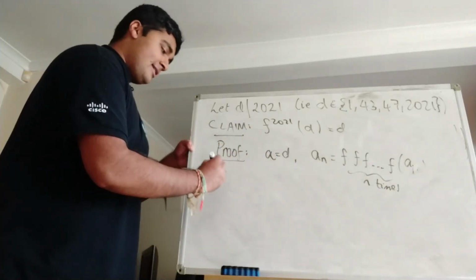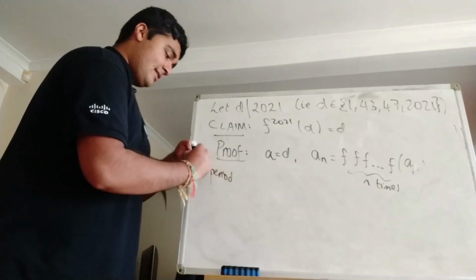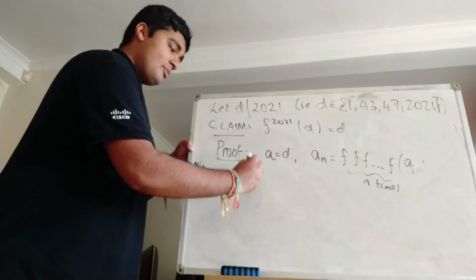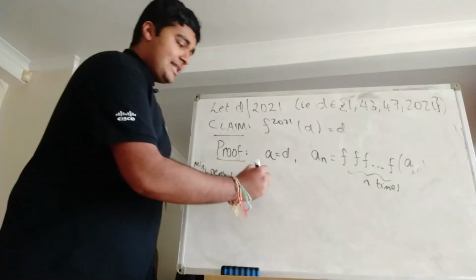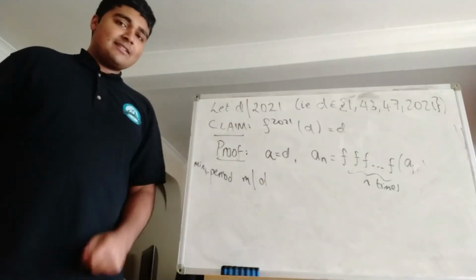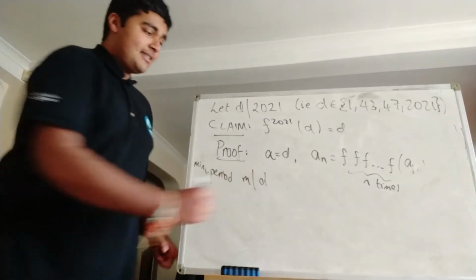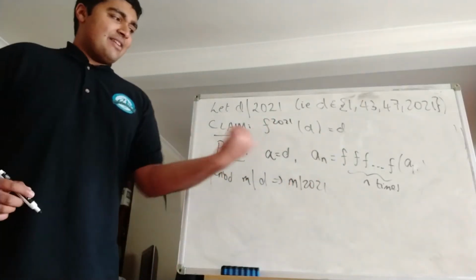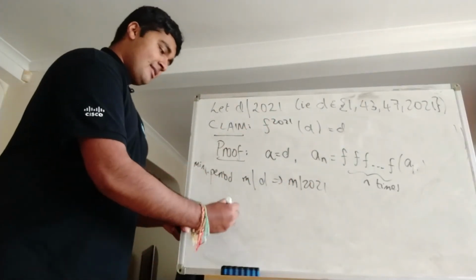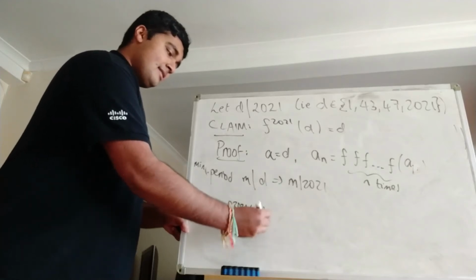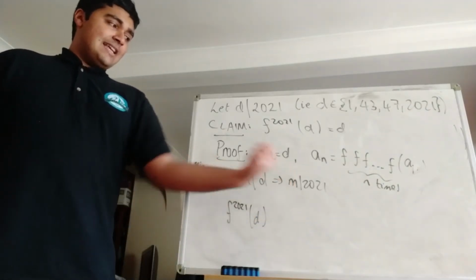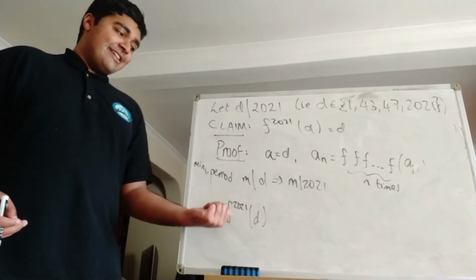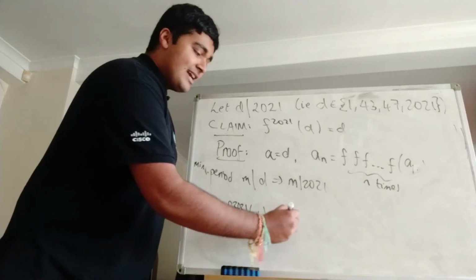So we had that our period, or our minimum period, which we called m, we know that that divides our start term a, which in this case is just d. But we know d is a factor of 2021, so if m divides d, then certainly m must divide 2021. But then if m divides 2021, then f to the 2021 of d is some multiple of our period, so this thing here is just going to collapse down to our identity function, and this is just going to be d.